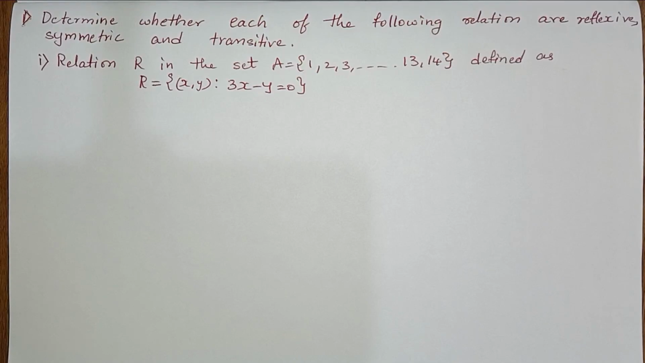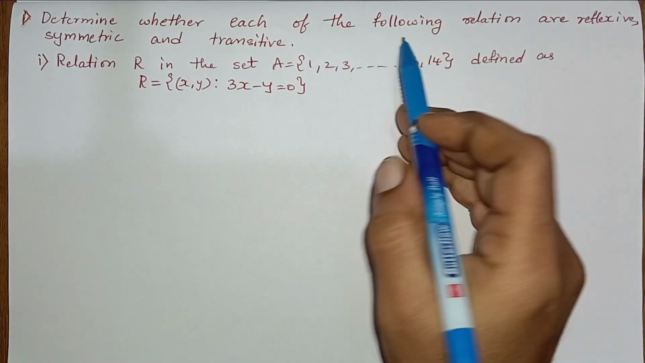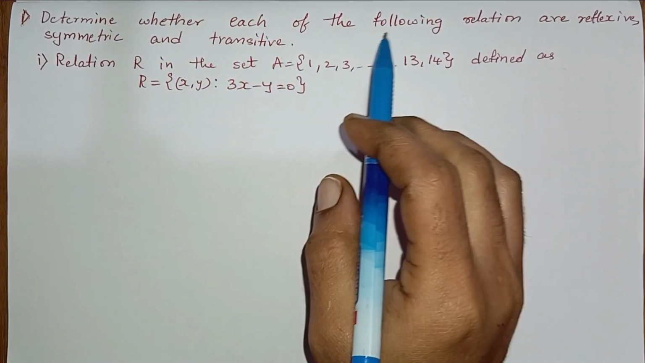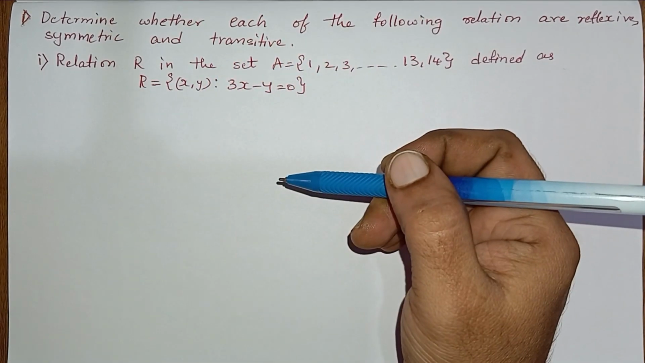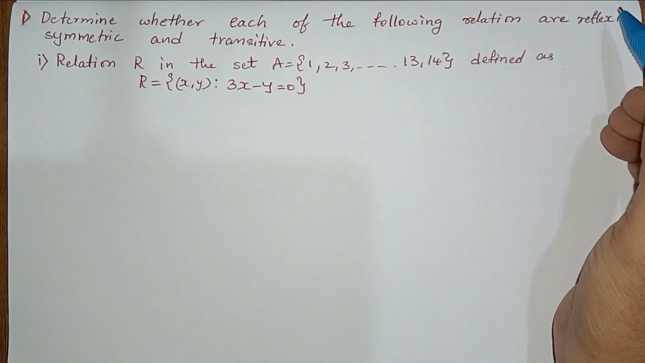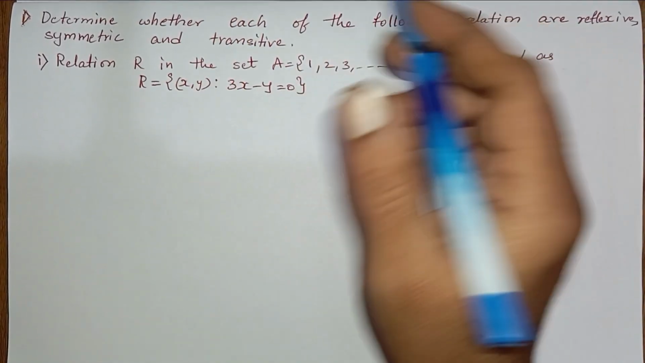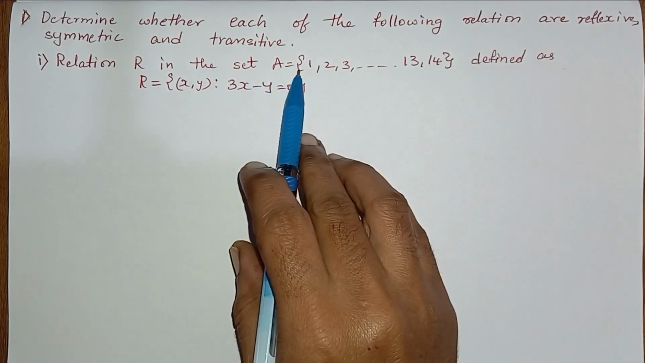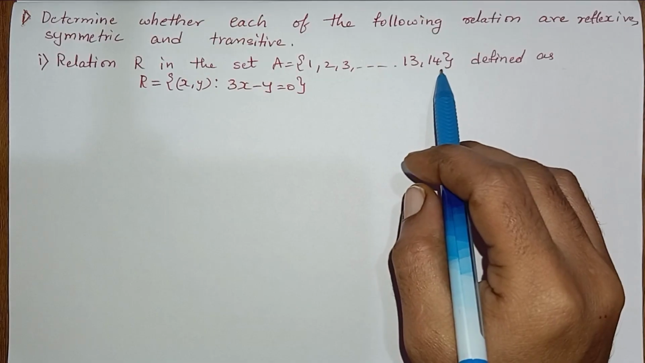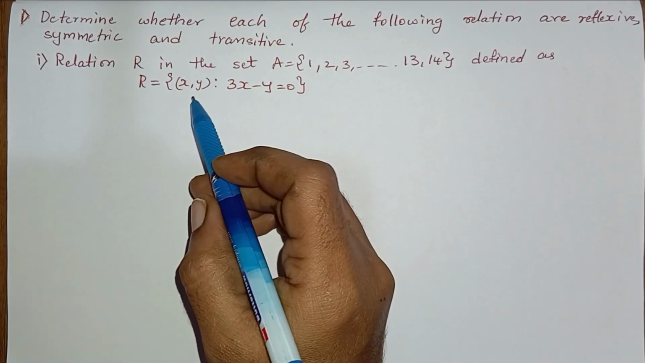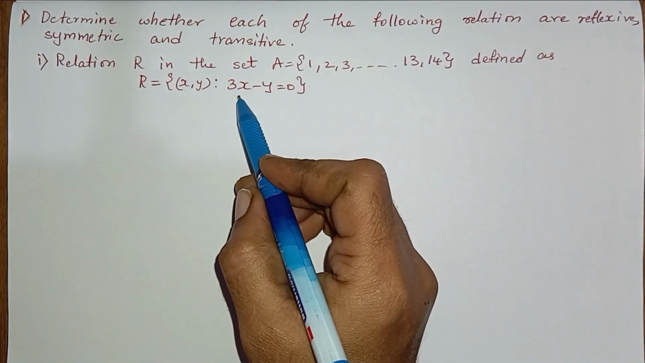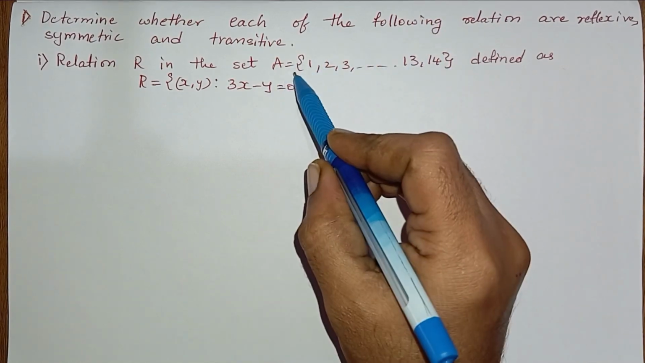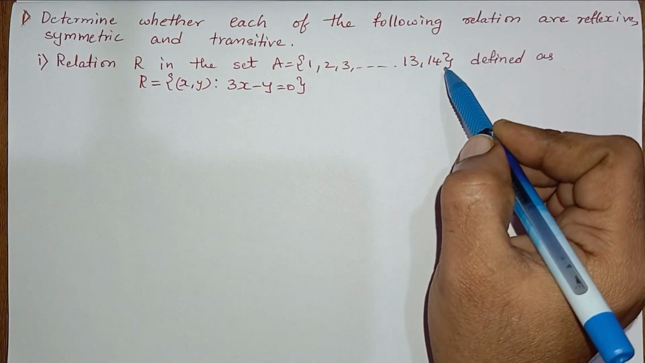Question number 1. Determine whether each of the following relations is reflexive, symmetric, and transitive. In this question, they have given us relations, and we have to find whether each is reflexive, symmetric, or transitive. The first relation is the relation R in the set A = {1, 2, 3, ..., 14}, defined as R = {(x, y): 3x minus y equals 0}. So they have given a set A from 1 to 14.